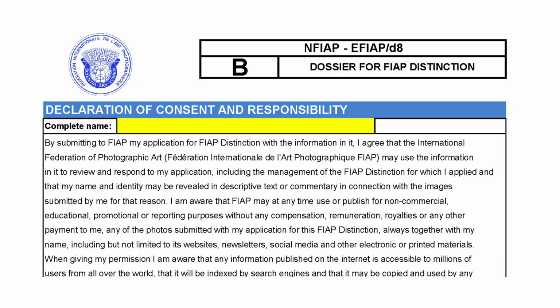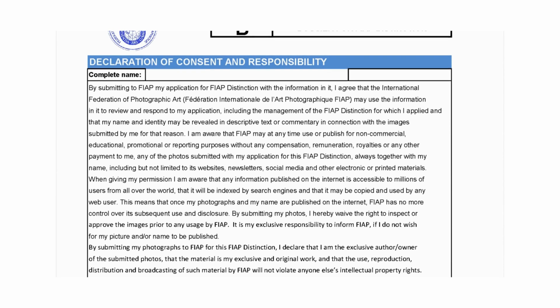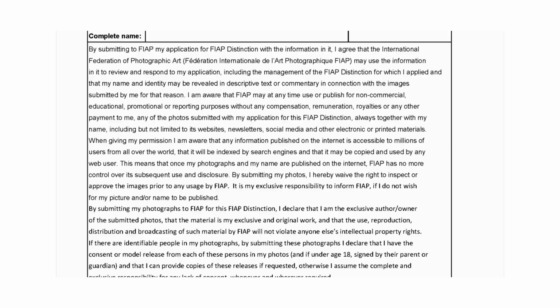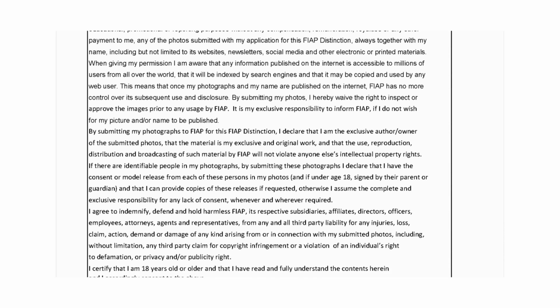On page B, before signing the declaration, you must also complete the fields at the bottom of the page. Write the town and state where you are signing the declaration. Next, write the country. Finally, enter the date in day, month, year format. Once these fields are completed, you must print this page, sign it by hand on the hard copy, and then scan it back to include with your application files. Without this signed declaration, your application will not be valid.